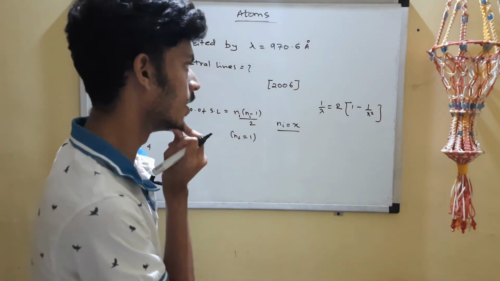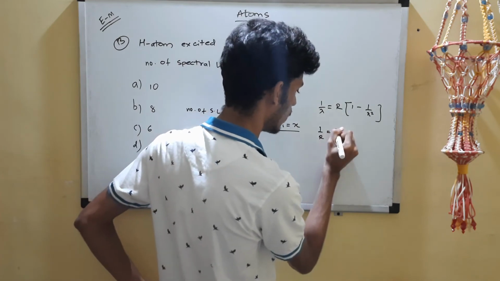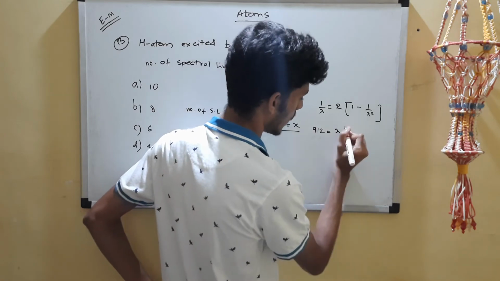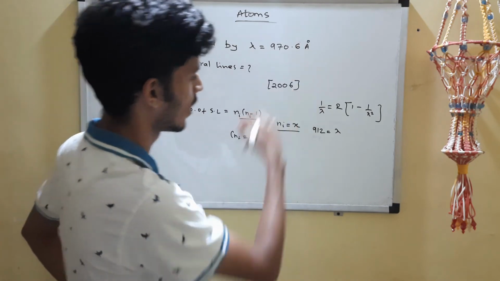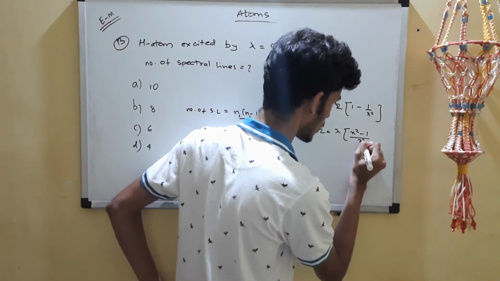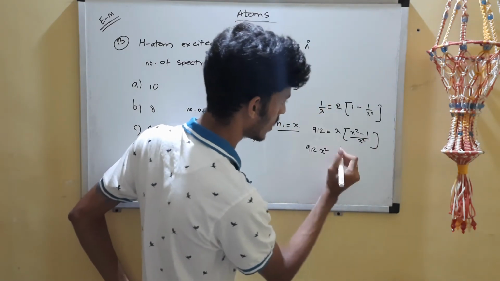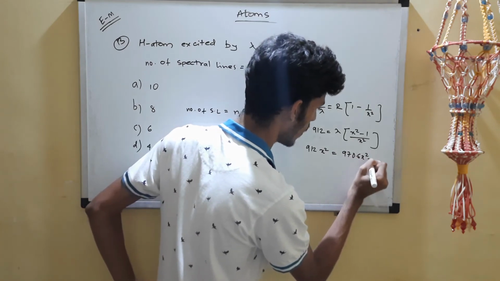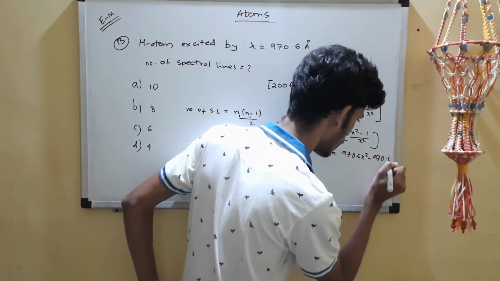Now what can we do? We can take this 1 by R and multiply lambda over here. 1 by R, we already know it as 912, right? 912 angstroms, and here also we'll put the value in angstroms. So here you'll have x square minus 1 upon x square, right? So 912 into x square, just cross multiply this, and here you'll have 970.6 into x square minus 970.6, right?